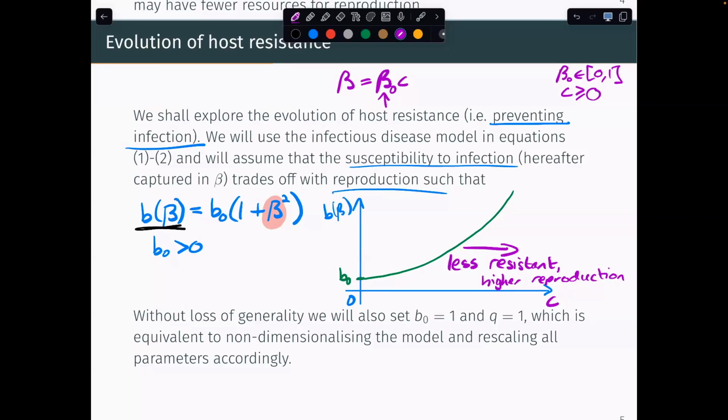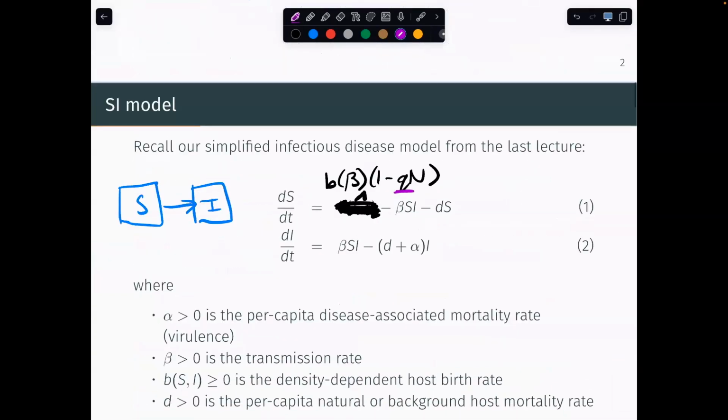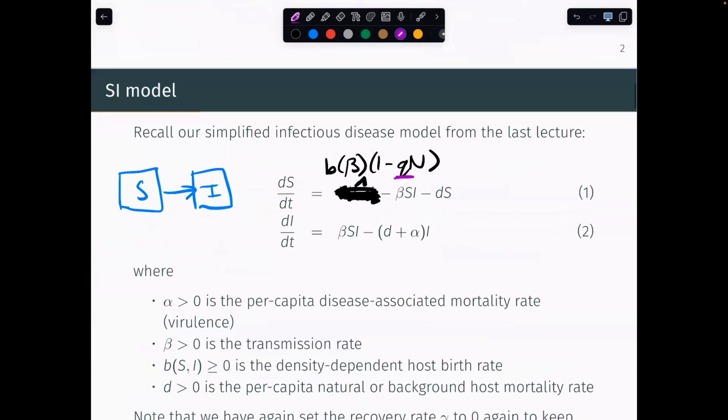In this model, what is the Q value representing? The Q value up here is just a density-dependent effect on our reproduction. So just like in the project. Okay.